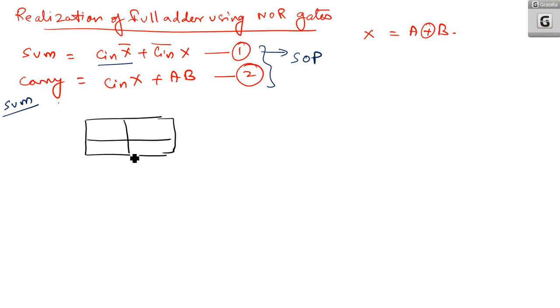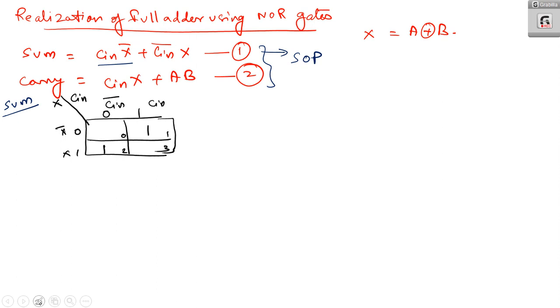So the two variable K-map. Here we have H, C in, 0 1 0 1. So this is 0 1 2 and 3. This is H bar, H, C in bar, C in. First term is C in H bar, so this will be 1. C in bar H, so this will be 1. All others will be 0. So this is basically in SOP form.